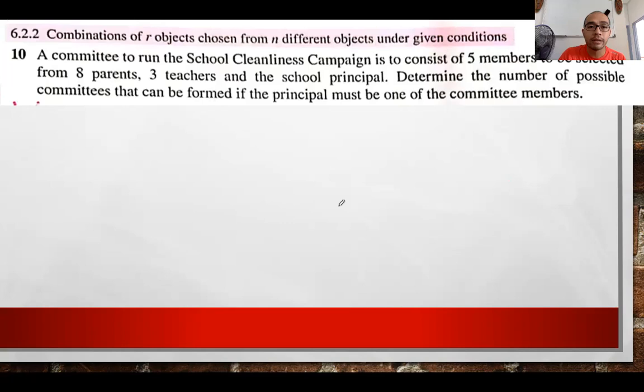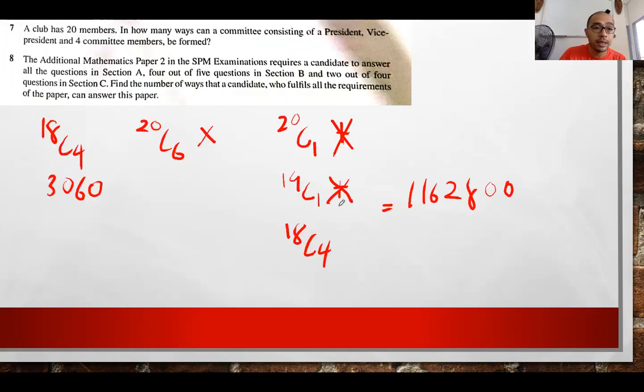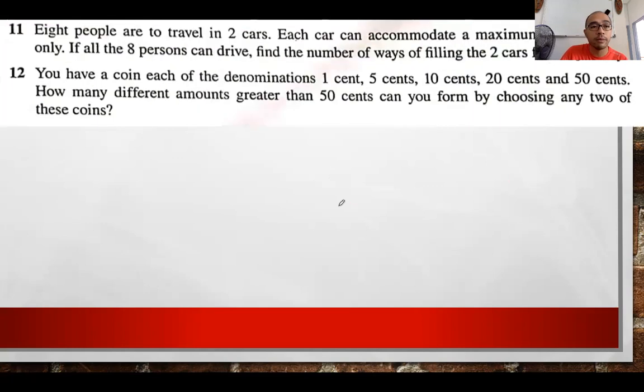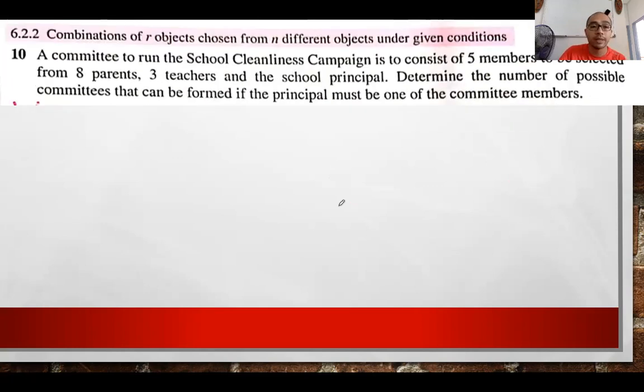Okay, let's take a look at another one. Question number 10. I don't know why I skipped question number 9. Where did question number 9 go? It's okay. Question number 10.